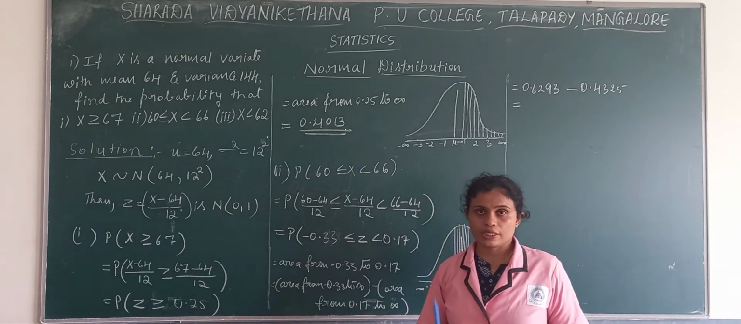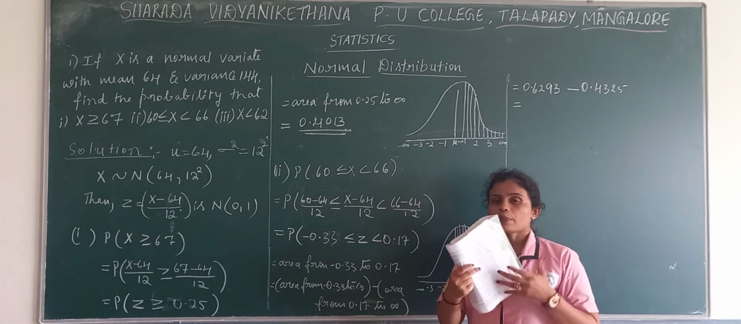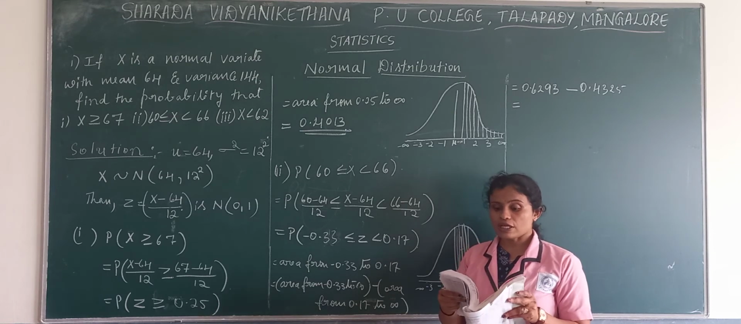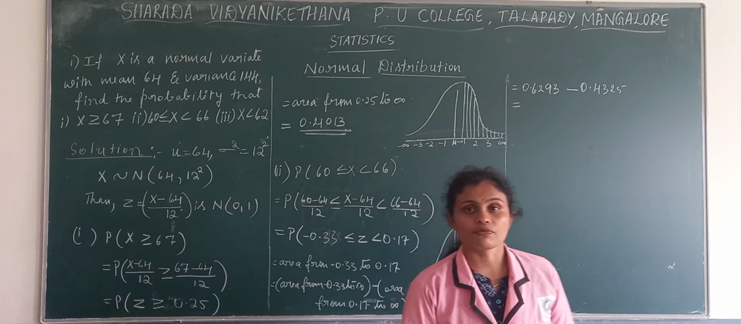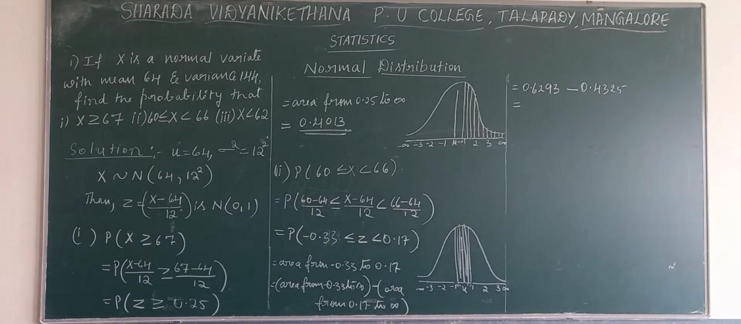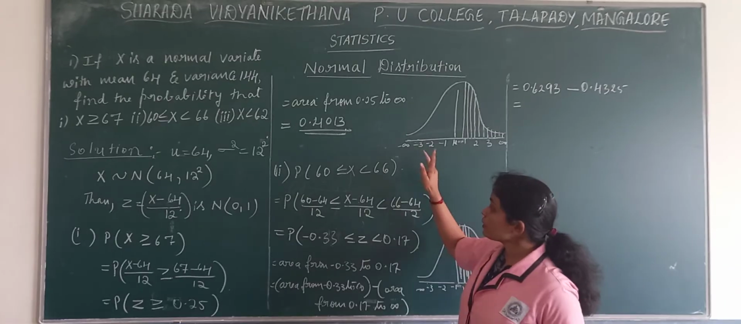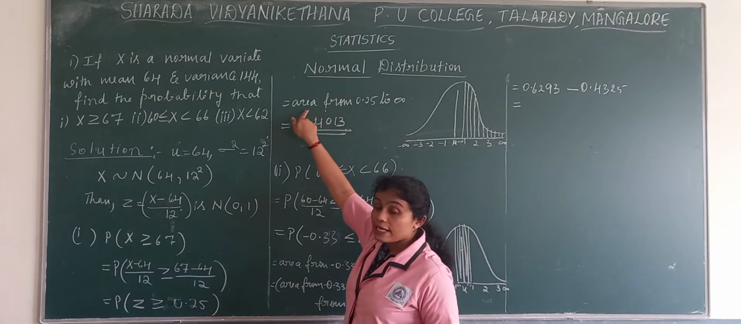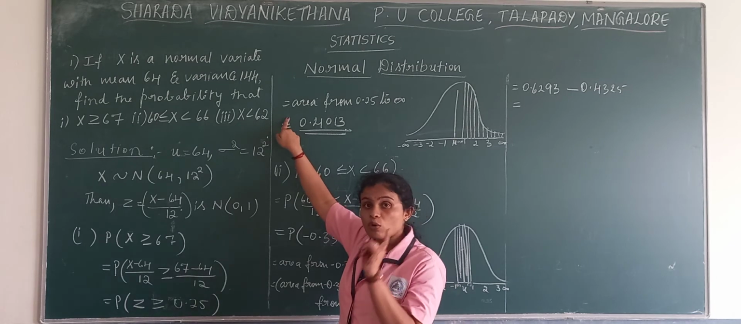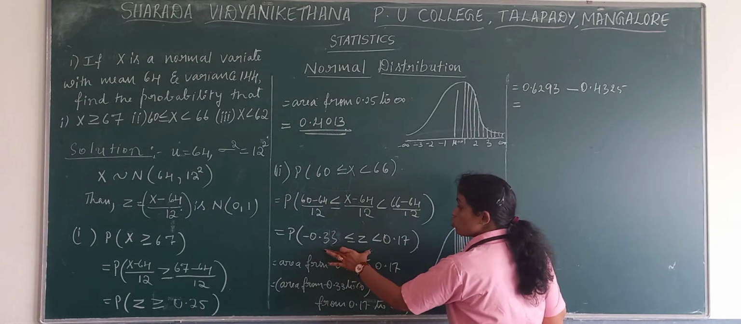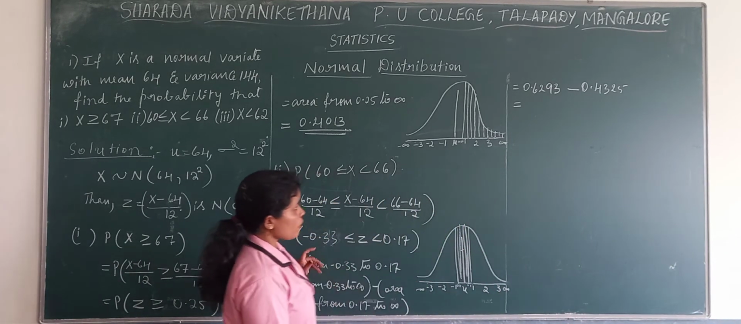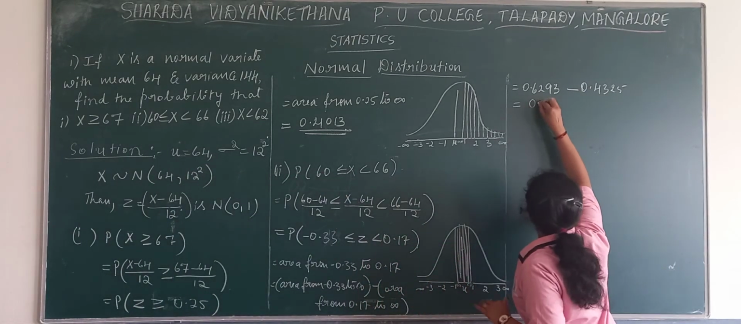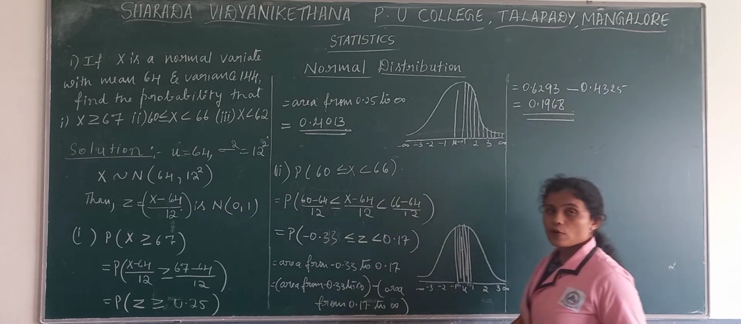Now, in case of greater than, you have to see only one particular value from the table. But in case of in between, you have to see two values. In case of greater than, you will have only one value. But in case of in between, you have to see two values, one 0.33, once again 0.17. Now, 0.6293 minus 0.4325, we get there 0.1968. This is about the second one.